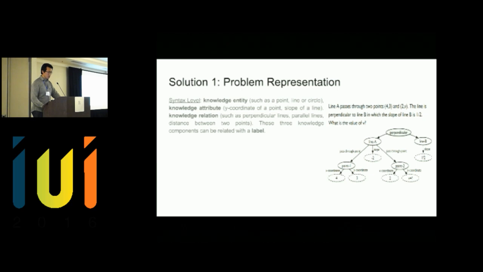We're using the language model to define a domain-specific language, a geometric language. At this level, we define three different categories of syntax. One is knowledge entity, which maps to a point, line, circle, and so forth. The second category is knowledge attributes, such as the y-coordinate of a point or the slope of a line. The third category is knowledge relation, like perpendicular between two lines and parallel of two lines.